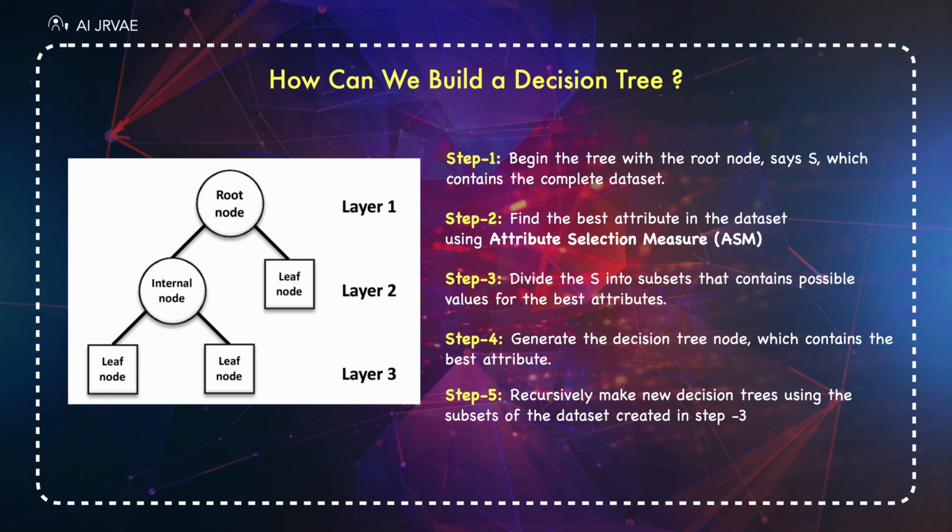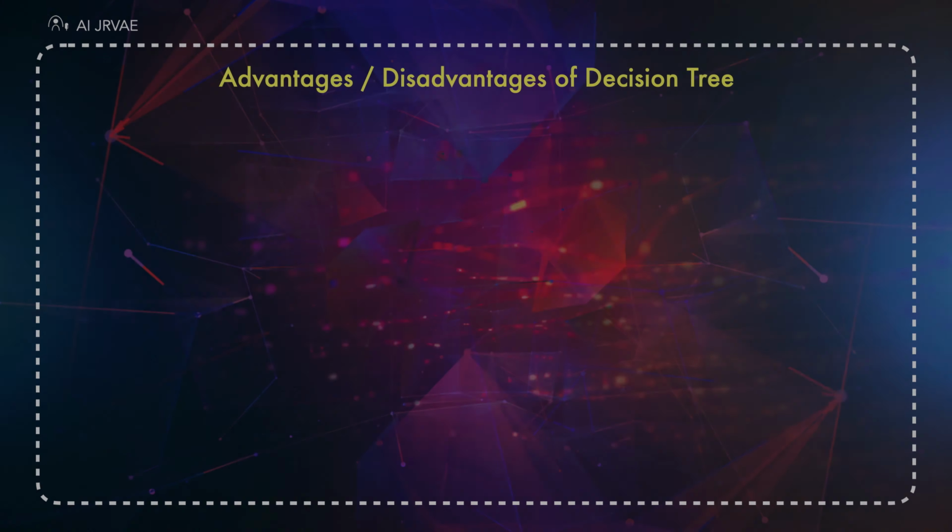Continue this process until a stage is reached where you cannot further classify the nodes, and call the final node a leaf node. In the next video, we will explain how to identify the best attribute in the dataset using ASM. You can use it to predict the class of unknown cases, or in our case, the proper drug for a new patient based on his or her characteristics.